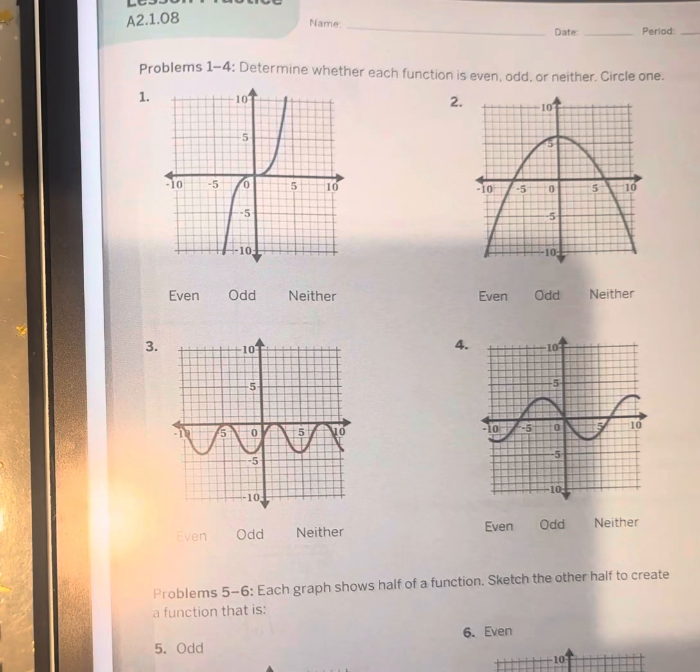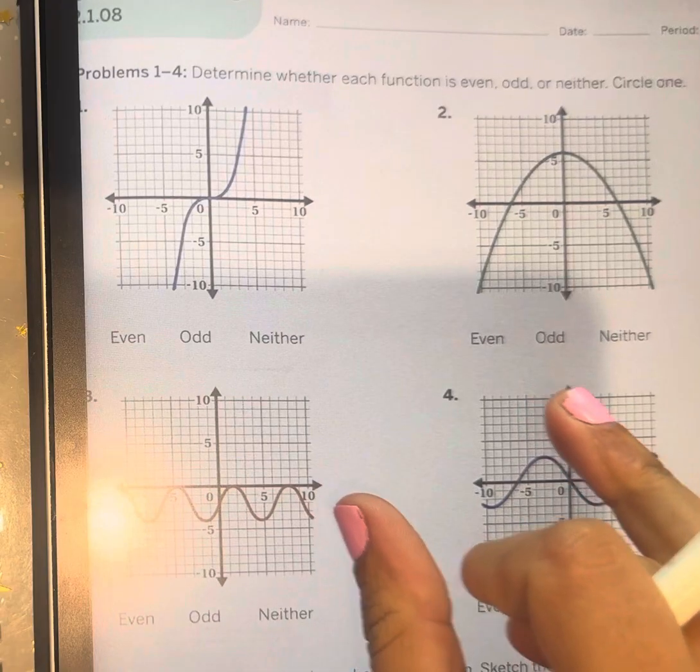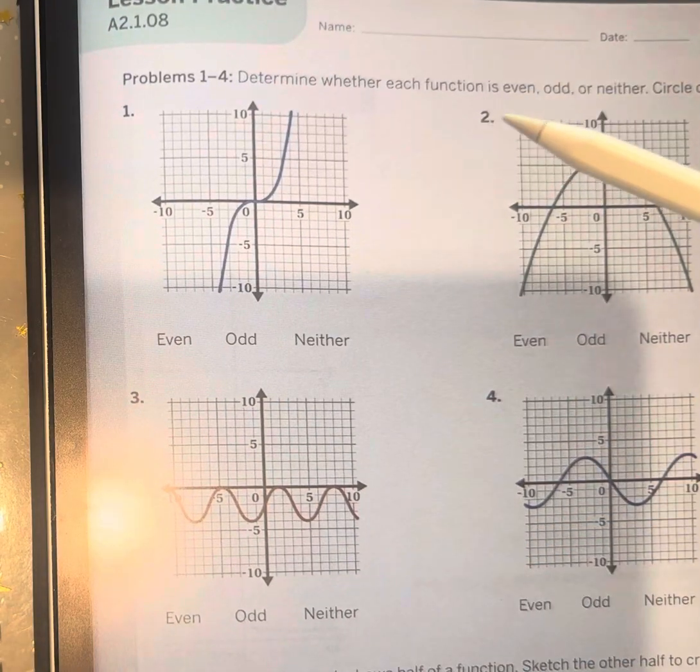Okay, let's do 1.82. Why not? Okay, so let's see what they're saying. Determine whether each function is even, odd, or neither.